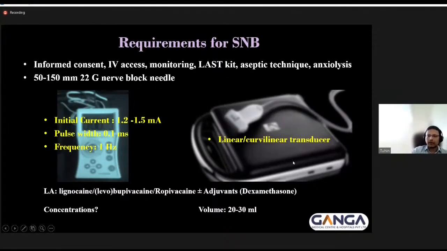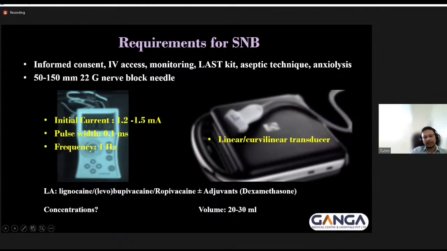And for ultrasound-guided sciatic nerve block, use a linear or curvilinear transducer, depending on the build of the patient or the area where you are doing the block. Local anesthetic, again, depending on your practice and the availability at your setup, you can use lignocaine, levobupivacaine, or ropivacaine, with or without adjuvant. Here at Ganga Hospital, we use dexamethasone as an adjuvant. Concentration depends on the indication.